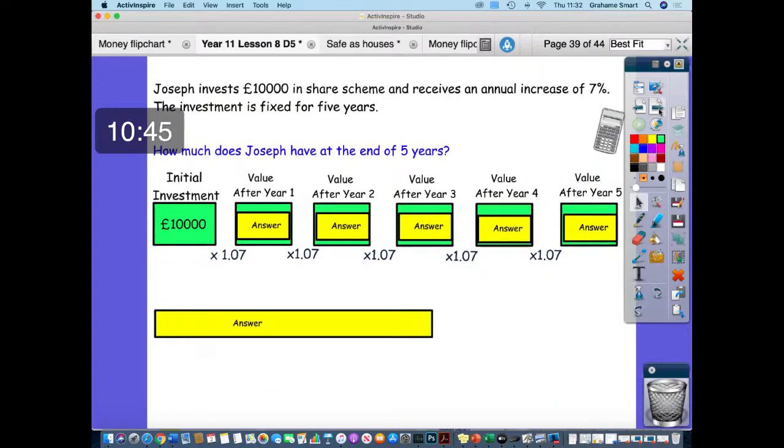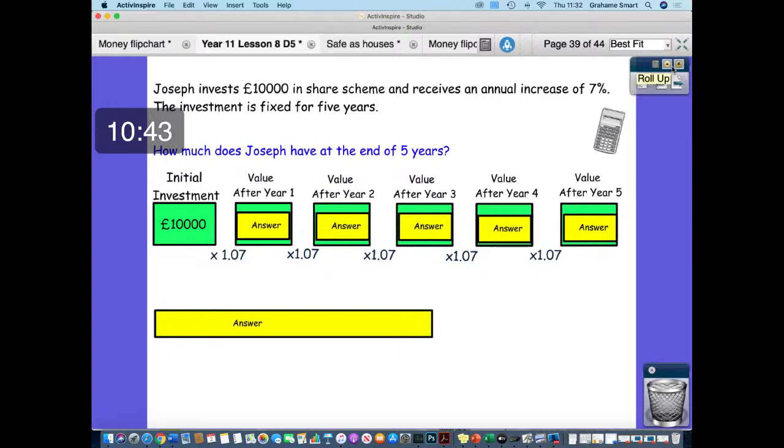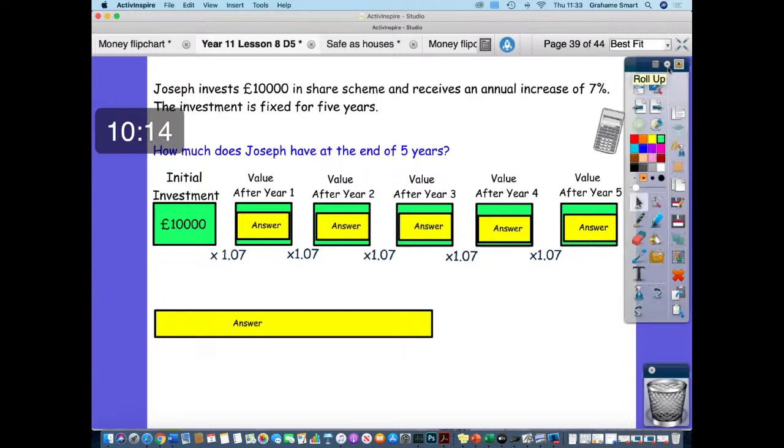Okay, I'll let you have a look at this one. This is probably something, you've probably done similar questions to this before in year 10 or year 11. Obviously, I know you haven't been in school for a long time, but you've probably done this. So I'll just go through it. Joseph invests 10,000 in a share scheme and receives an annual increase of 7%. The investment is fixed for 5 years. So basically he's going to get 7% per year. How realistic that is another question, but for this example, we'll go that it's a steady 7%. And you can see here, I've given you some help just in case some of you have not done this for a while.